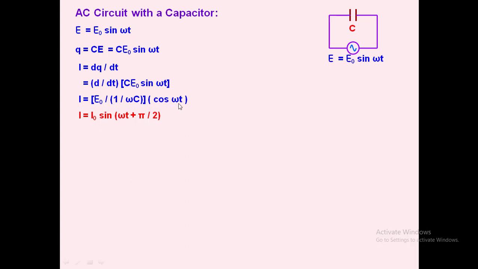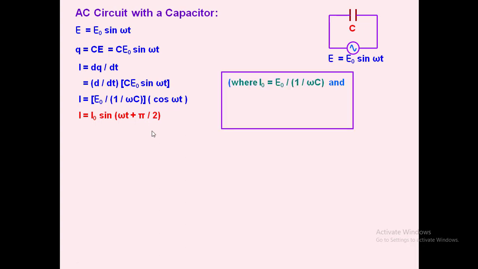Now cos omega t can be written as sin of omega t plus pi by 2, because in the second quadrant sin is positive. So sin of omega t plus pi by 2 we are going to write, as it is a positive expression here. So I naught equals E naught by 1 by omega C, and XC is equal to 1 by omega C, where XC is called capacitive reactance. Just like inductive reactance, XC is called capacitive reactance, whose unit is also ohm. Remember that XL is nothing but omega into L, but XC is nothing but 1 by omega C.